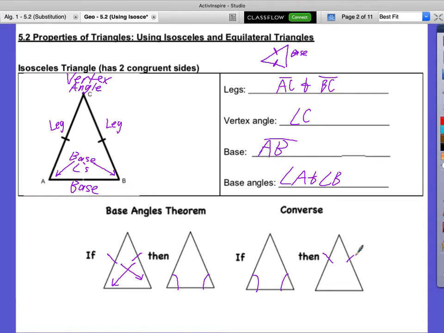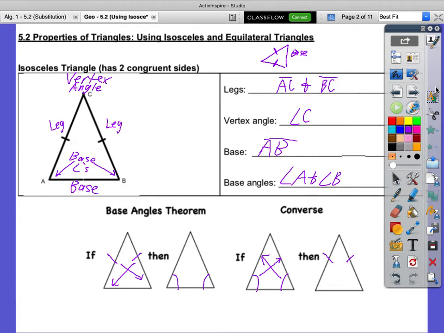So if the base angles are congruent, then those opposite sides, the legs, happen to be congruent as well. Okay? It's always the case. So if you have two angles congruent, it's going to be an isosceles triangle. If you have an isosceles triangle, two legs congruent, those base angles are congruent 100% of the time. Okay? Questions on that? Okay. Let's go right below this.